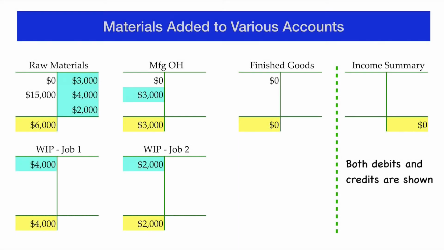Now we're going to add materials to various accounts. You'll notice that we have debits and credits here. So here we've taken $3,000 of raw materials and added it to manufacturing overhead. So debit, overhead, credit, raw materials. Then we've taken $4,000 out of raw materials and put it into job number 1, credit raw materials, debit work in process. And we've taken $2,000 of raw materials and put it into job number 2. Once again, debit work in process, credit raw materials. You'll notice that the raw materials balance decreases because the materials have been transferred to other accounts.